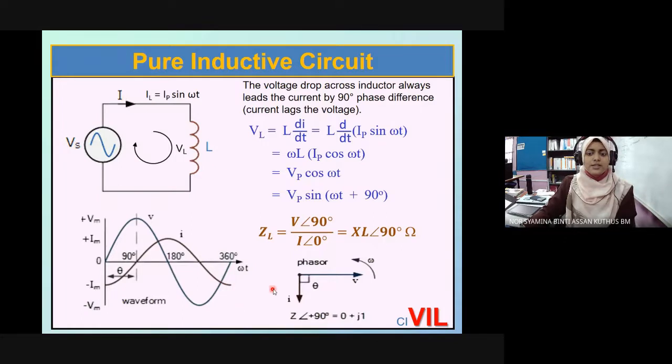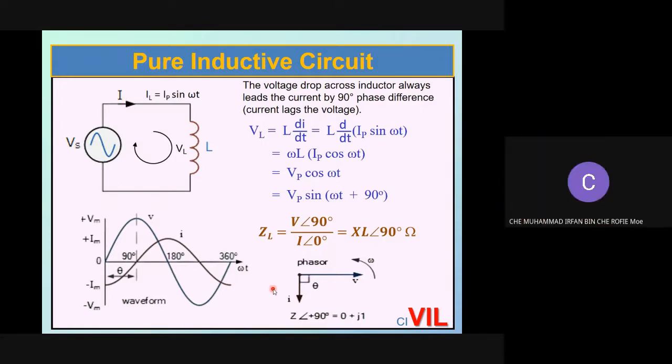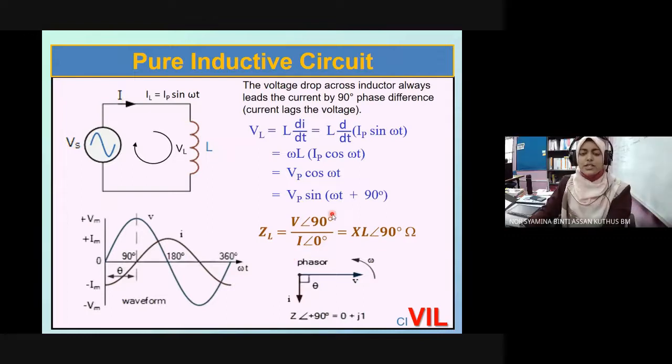Boleh ke? Boleh. Tengok lagi, satu lagi. Kita compare dengan capacitive.